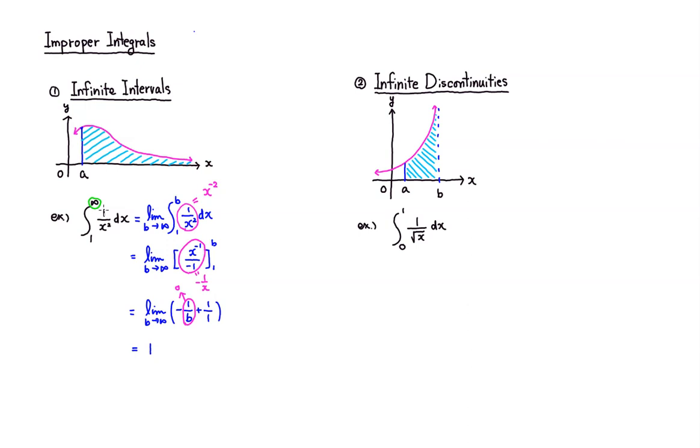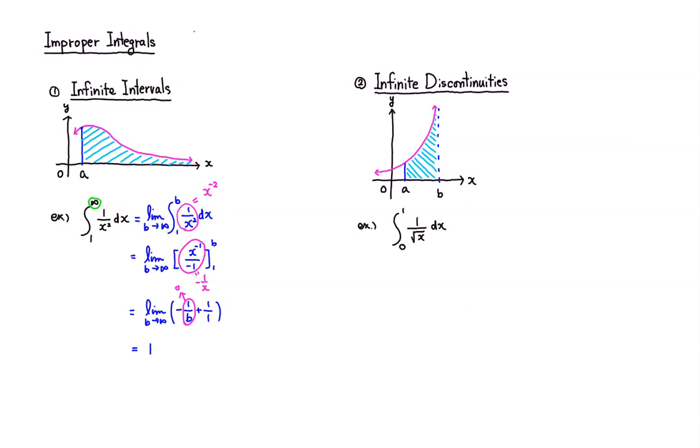All you have to do is replace infinity by b or a, depending on whether it's an upper limit or lower limit. Then evaluate it just like we've done before. After that, we take the limit as b approaches infinity. All right, so let's look at the second kind.